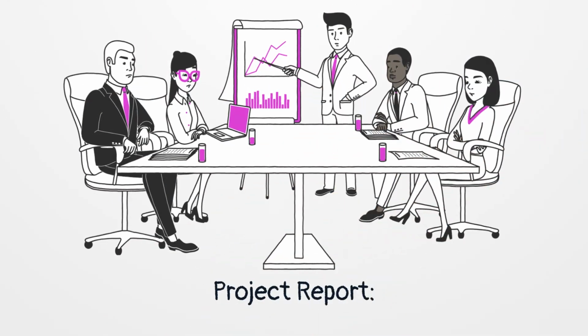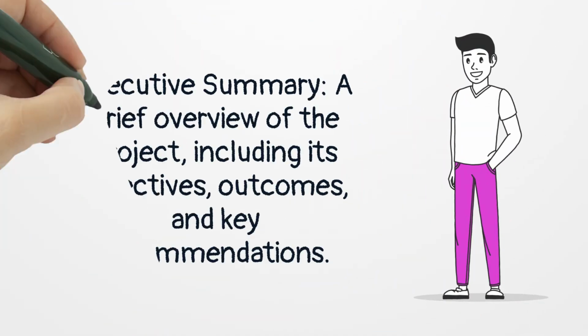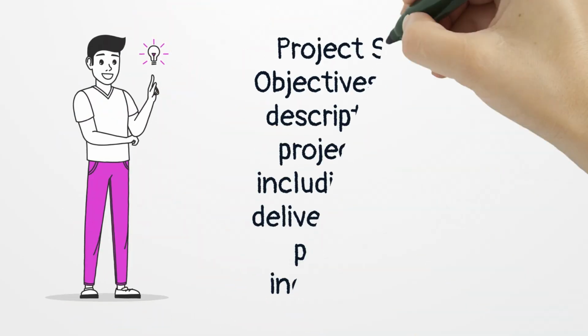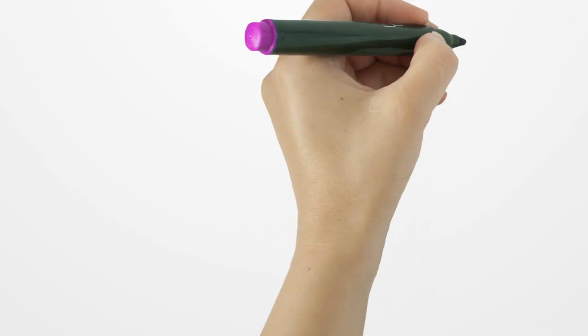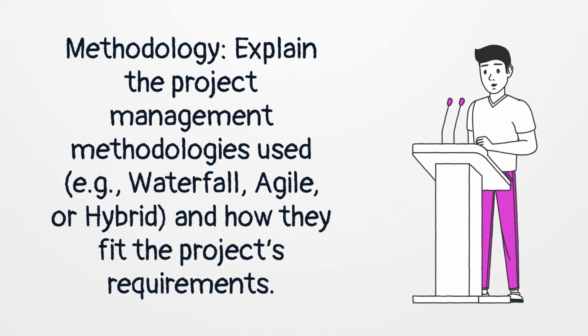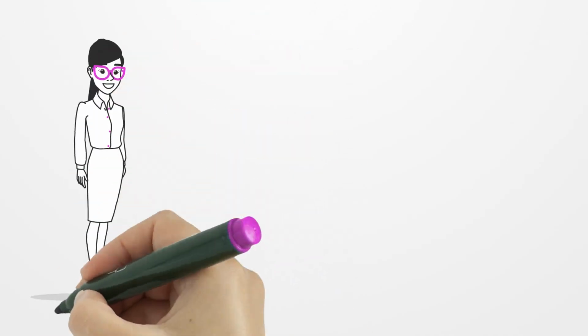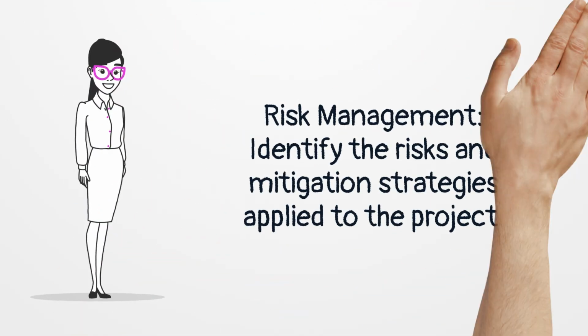Project report. Executive summary, a brief overview of the project, including its objectives, outcomes, and key recommendations. Project scope and objectives, detailed description of the project scope, including timelines, deliverables, and key performance indicators, KPIs. Methodology, explain the project management methodologies used, e.g., waterfall, agile, or hybrid, and how they fit the project's requirements. Risk management, identify the risks and mitigation strategies applied to the project.